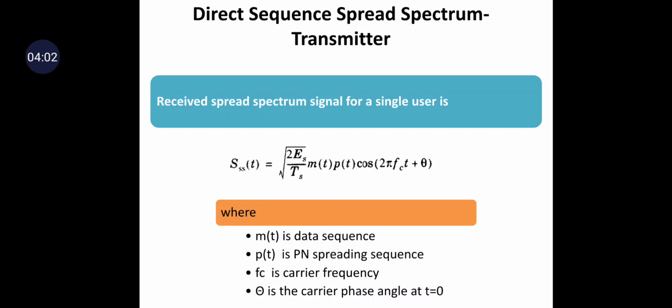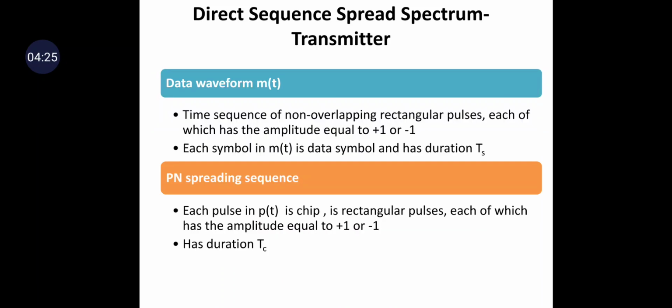So the transmitted spread spectrum signal for a single user is denoted by capital S. It is equal to root of 2 Es by Ts, m of t, p of t, cos(2 pi fc t plus theta). Here m of t is the data sequence, p of t is the PN spreading sequence, fc is the carrier frequency, theta is the carrier phase angle. So m of t we know is the data or message. It is a time sequence of non-overlapping rectangular pulses, each of which has an amplitude equal to plus or minus 1. Each symbol in m of t is a data symbol and it has duration Ts.